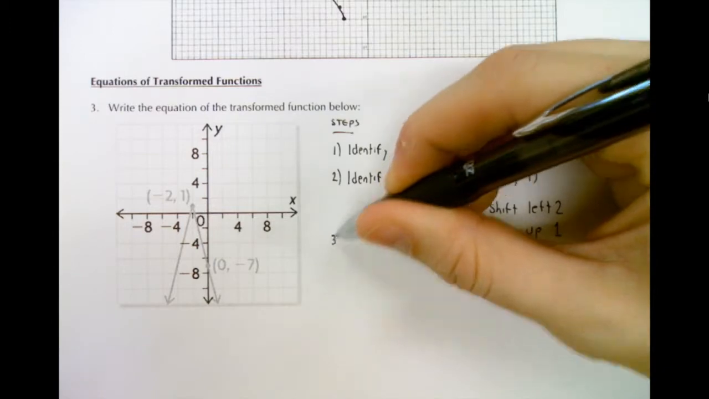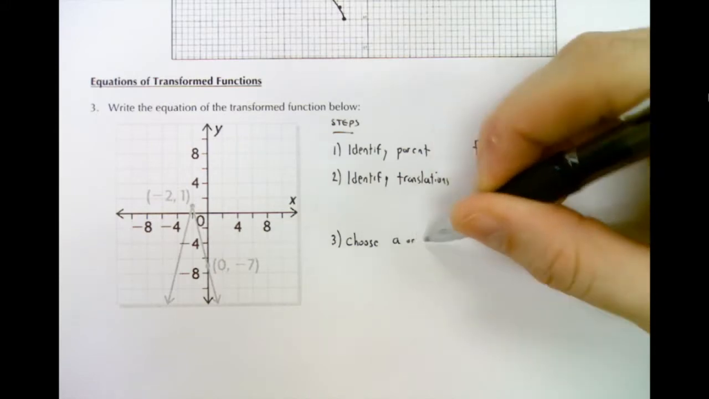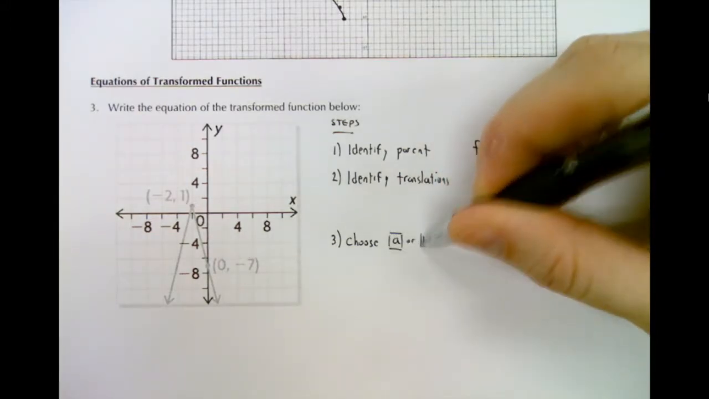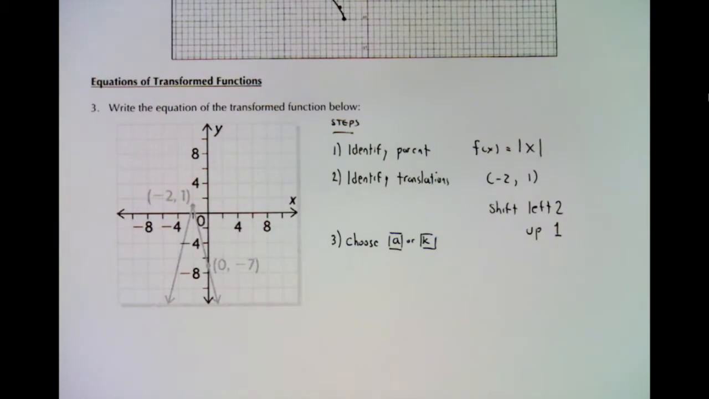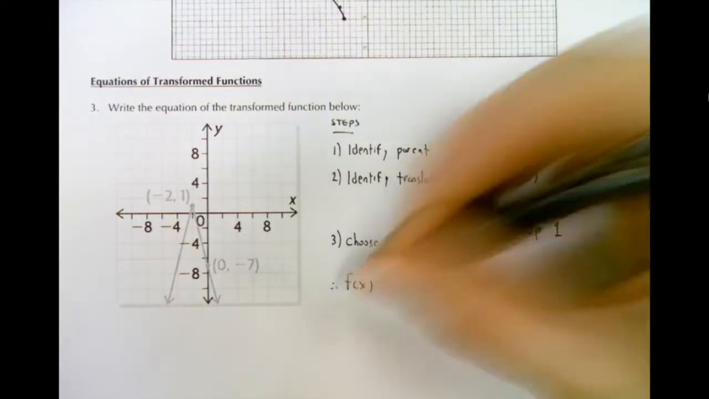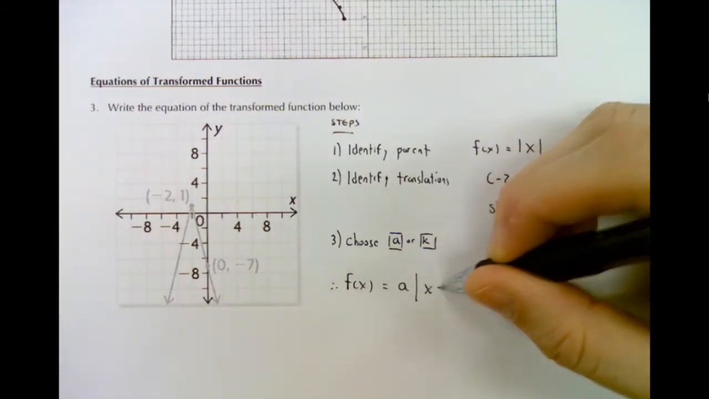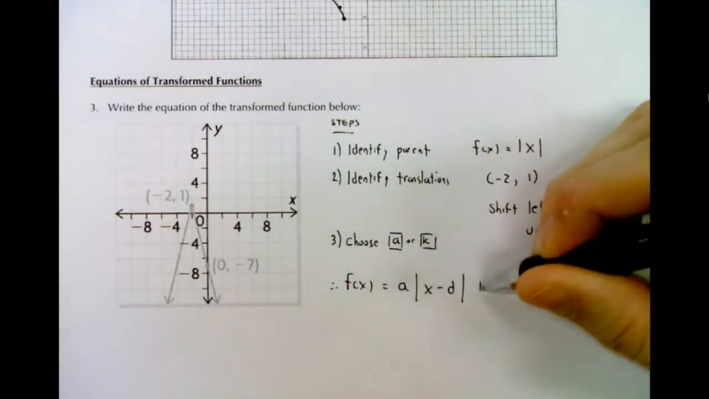And step 3 is choose A or K. So we're not going to use A and K because we have to make the question much more complicated. But A could take care of any sort of stretch or compression as we saw in the previous lesson, whether it's horizontal or vertical. Alternatively, you could choose K. It's easiest usually just to choose A. So let's do that. We're going to write a function, an f of x that has an a, absolute value, x minus d, and a plus c.